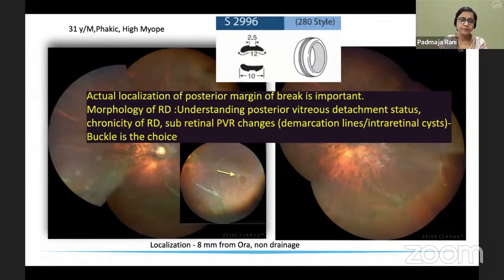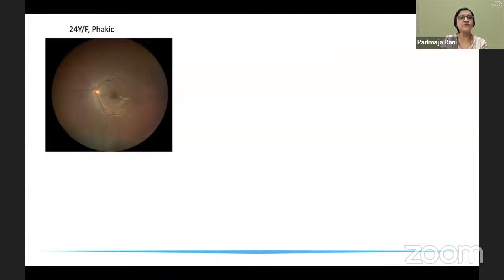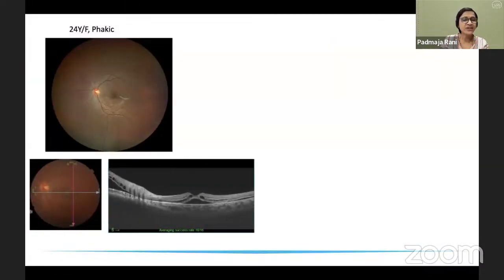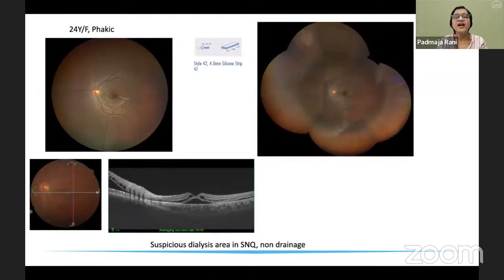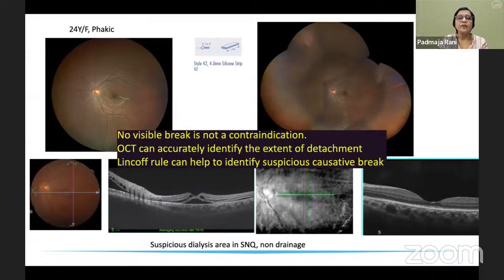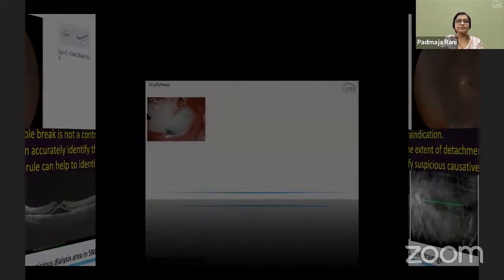This is a 24-year-old phakic with a very shallow detachment, and I could not identify a clear-cut break. A suspicious dialysis was there in the superior nasal quadrant, non-drainage, and I chose a 42 band, and the retina settled very well. So no visible break is again not a contraindication. IOCT can accurately identify the extent of detachment. Lincoff's rule can help to identify the suspicious break. For example, if the detachment is there somewhere in the superior nasal, one can suspect the break accordingly.